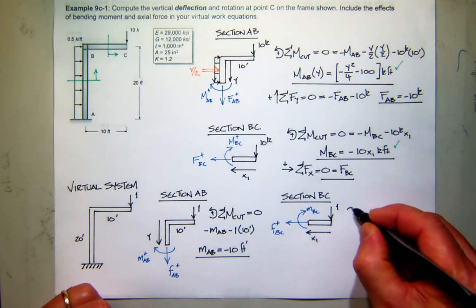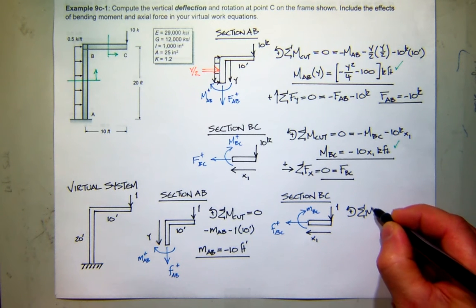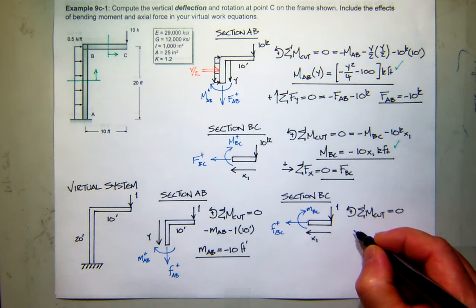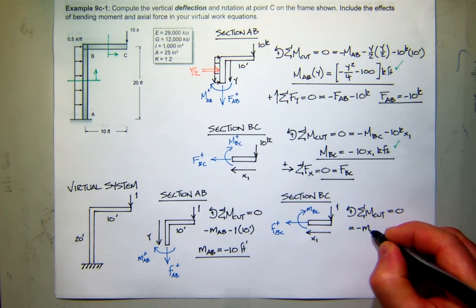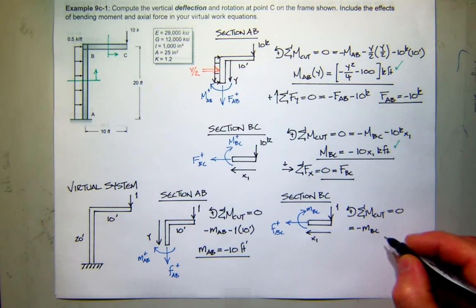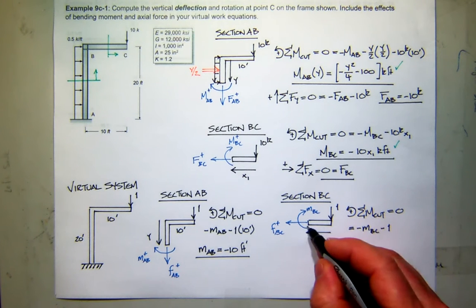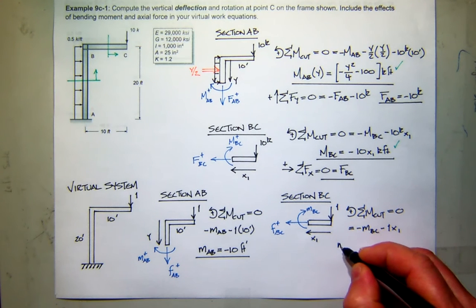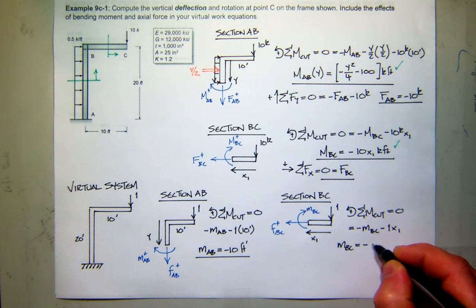So again, we'll do the same thing. We'll sum moments at that cut and make sure we're in equilibrium. And what is that going to give us? It's going to give us a minus or negative virtual moment at BC, and then minus the force, which is 1, times its moment arm, which is x1. So when I solve for the virtual moment at BC, I get basically minus x1.